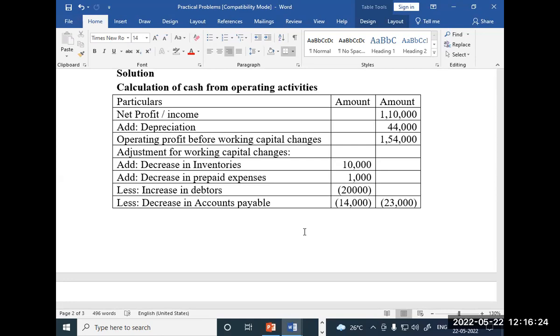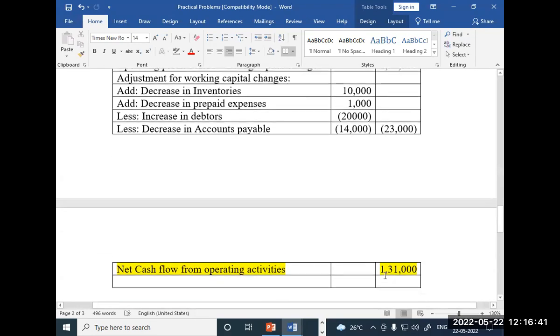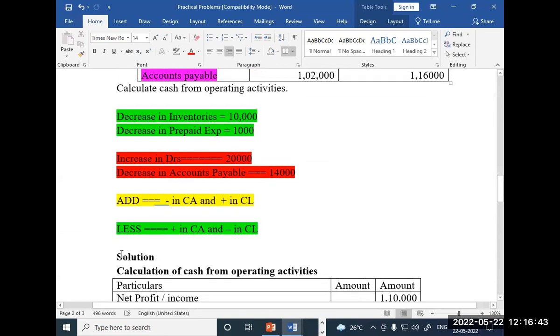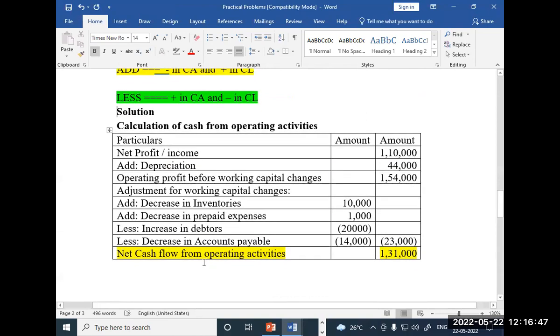23,000. The 23 is minus. So already we have 1,10,000, 44 and 1 lakh. Sorry, this is already done. 1,54,000 is there. From that you have to minus this 23,000. If you minus that, you'll get 1,31,000. That is the net cash flow from operating activities.